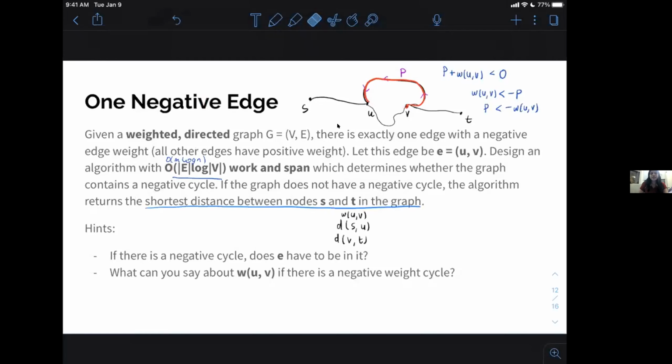Yeah, and so I think what Callan said is also right. You want to find the shortest path from V to T, but the idea is correct.